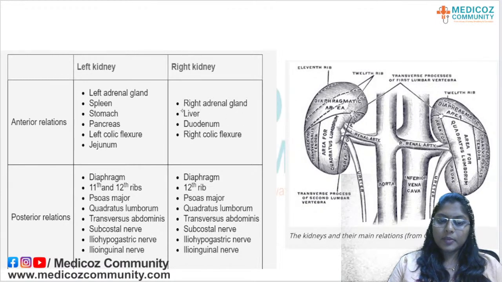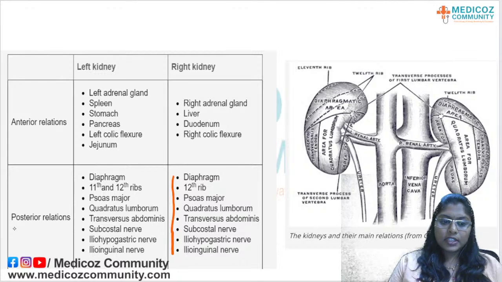Obviously, anteriorly, there will be the adrenal gland on both sides. But for the right side, there is liver, duodenum and right colic flexure. On the left side, there is spleen, stomach, pancreas, left colic flexure and jejunum. The posterior relations are mostly the same for both of them: diaphragm, 12th rib, psoas major, quadratus lumborum, transverse abdominis, subcostal nerve, iliohypogastric nerve and ilioinguinal nerve.